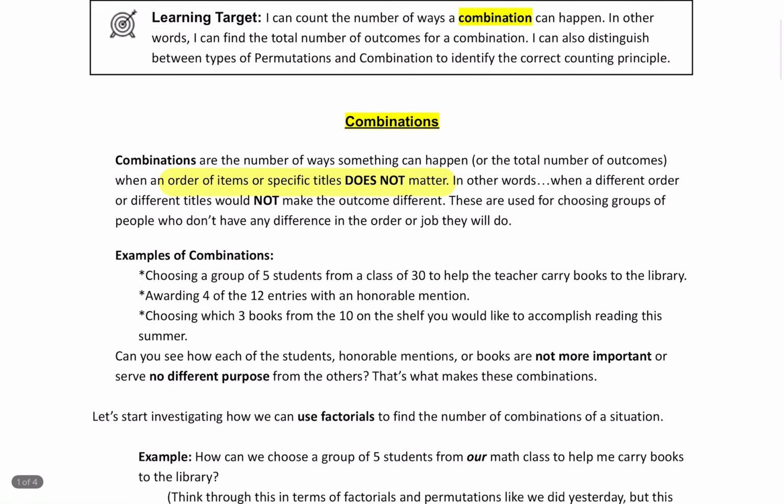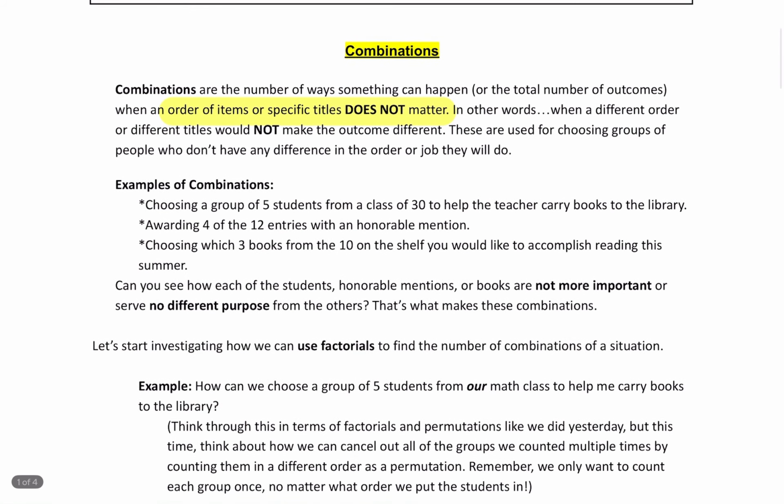So these are used for choosing groups of people who don't have any difference in the order or job that they do. So some examples: choosing a group of 5 students from a class of 30 to help a teacher carry books to the library, awarding 4 of the 12 entries with an honorable mention, or choosing 3 books from the 10 on your shelf that you'd like to read this summer. Can you see how each of the students, honorable mentions, or books are not more important or serve no different purpose than the others? That's what makes these combinations.